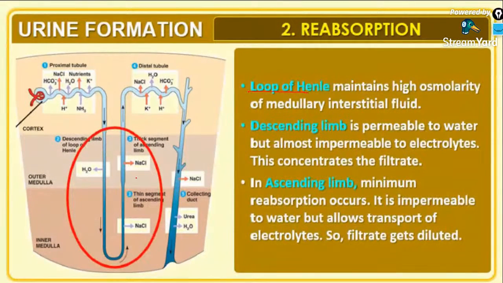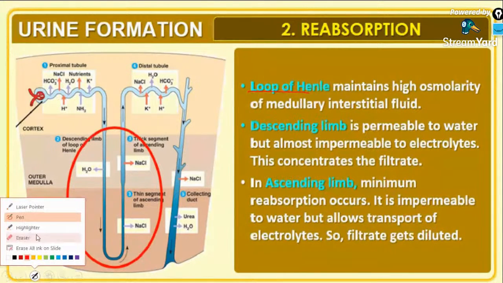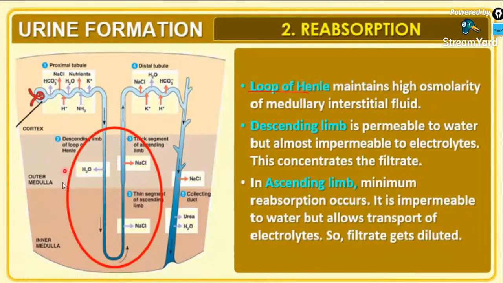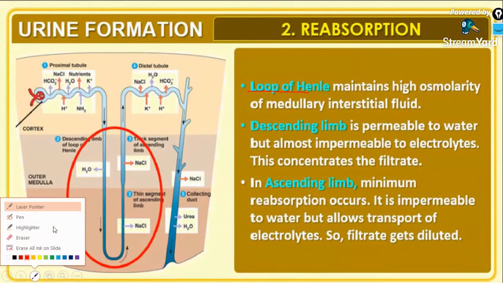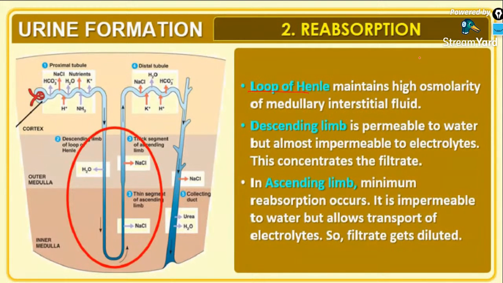That is this region. Can you all see the pointer of the mouse? One second. So guys, this region. I hope you could all see the laser pen on the screen. This region is the loop of Henle region. So in the loop of Henle region, what is going to happen, you know? It maintains a high osmolarity of the interstitial fluid.